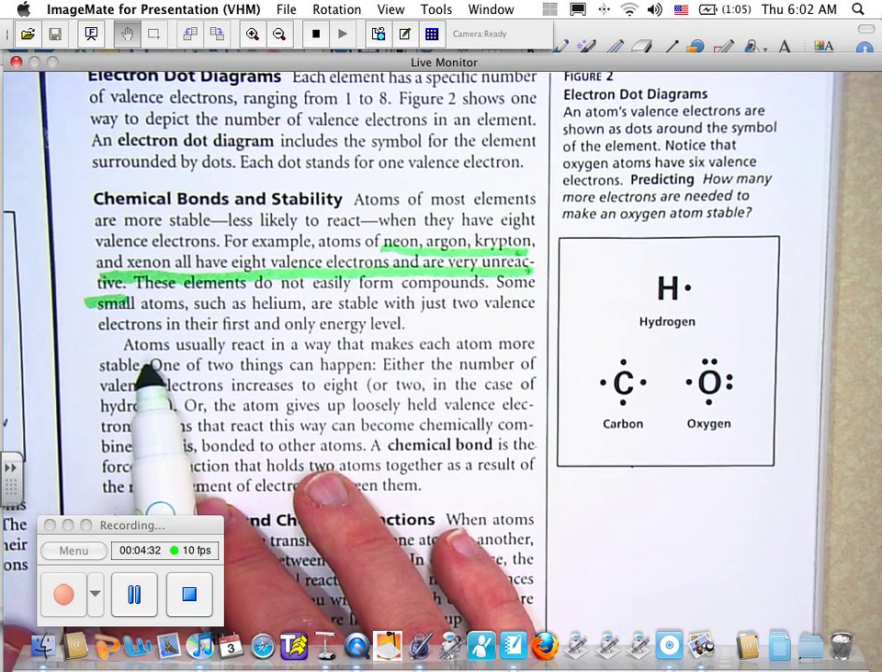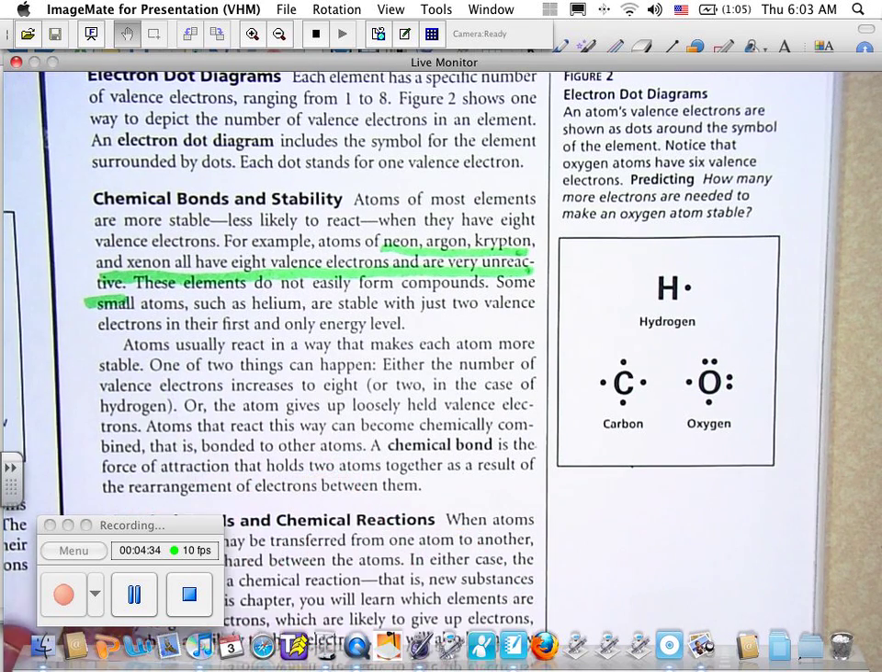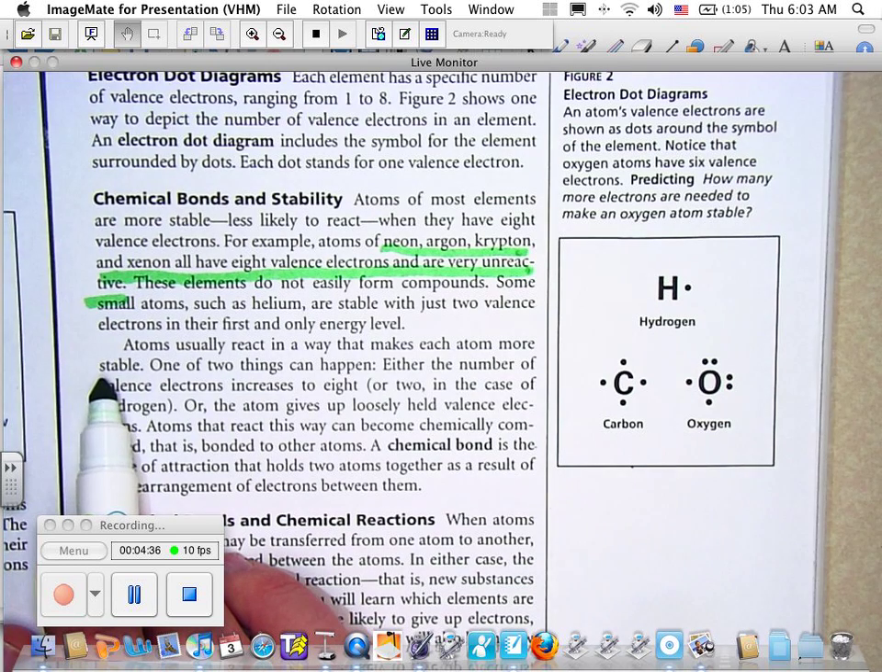Atoms usually react in a way that makes each atom more stable. One of two things can happen. Either the number of valence electrons increases to 8, or 2 in the case of hydrogen, or the atom gives up loosely held valence electrons. Atoms that react in this way can become chemically combined, that is, bonded to other atoms.